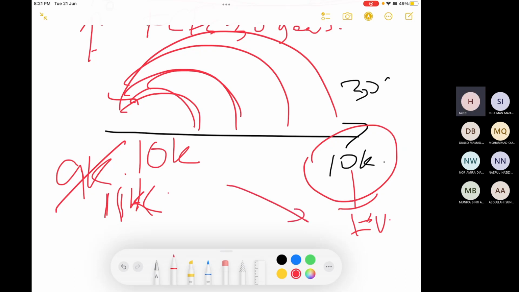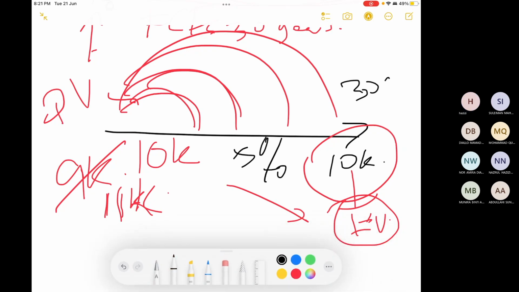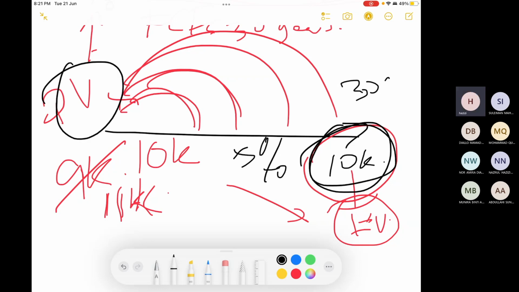But don't confuse present value and face value. They are two different things. Face value is the amount that you're going to recoup back from the lender, the bond issuer. Okay, so how about the interest? The interest I mentioned earlier, the 5%, is going to be calculated on the face value, not on the present value, on the face value.